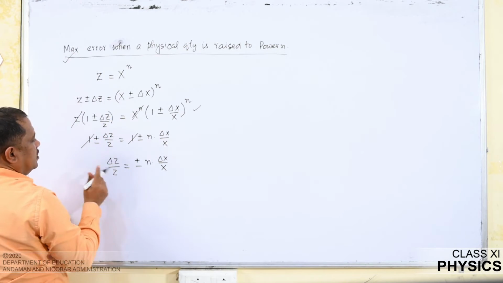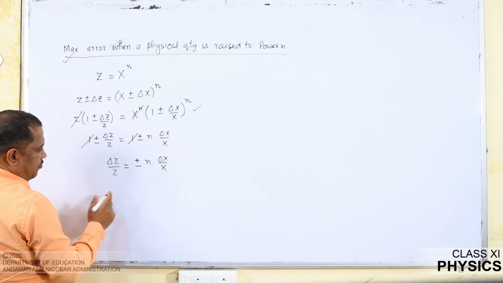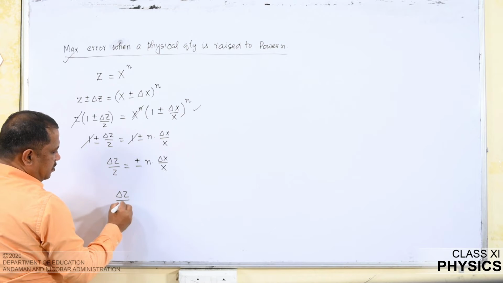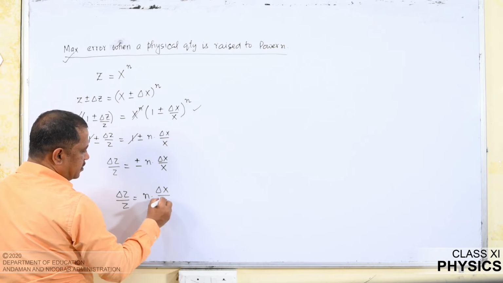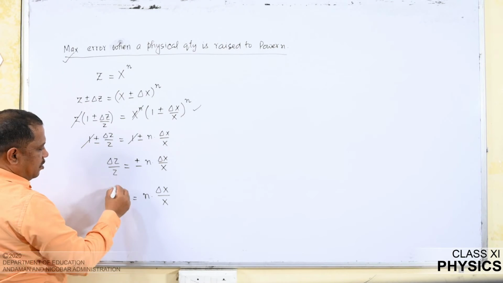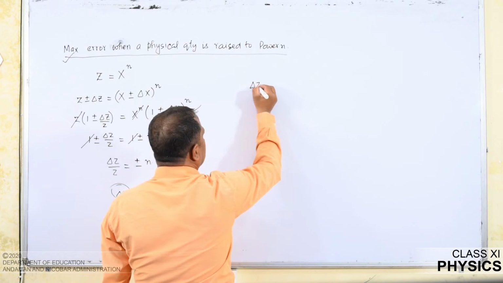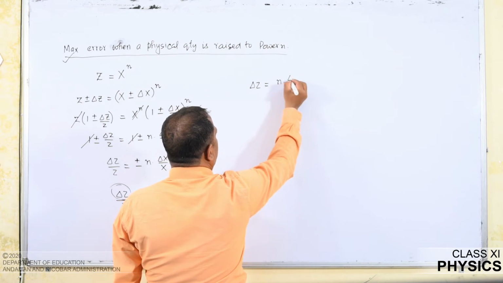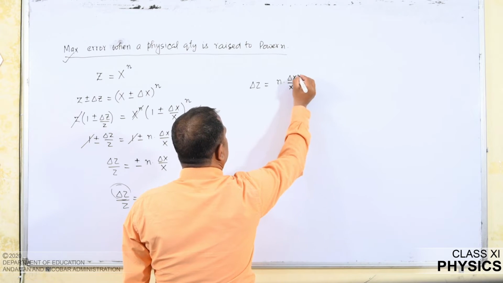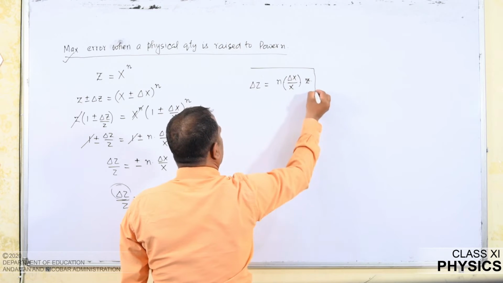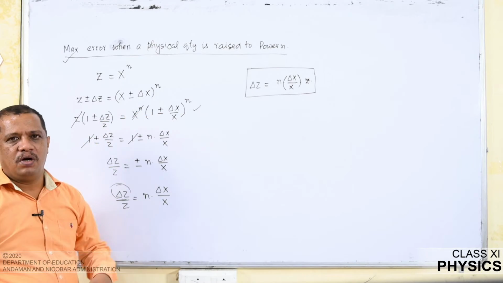Maximum error I want to find. This time I have fractional error. So, what could be the maximum fractional error if you ask? Then the maximum fractional error is going to be a positive quantity. So, I will be having n delta x over x. If I am asked what is the maximum error, it is delta z. So, I can write this delta z as n times delta x over x into z. So, if I do this way, then I will get the maximum possible error present in a physical quantity that is raised to power n.